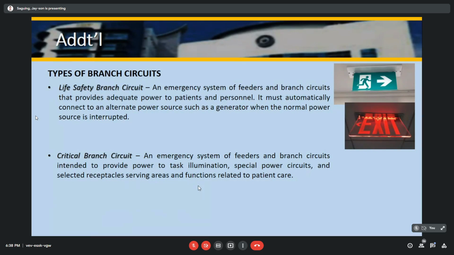So critical branch circuit is an emergency system of feeders and branch circuits that intended to provide power to task illumination, special power circuits, and selected receptacles serving areas and functions related to patient care. To critical branch circuits, it must automatically connect to an alternate power source, such as generator, when the normal power source is interrupted. Same as life safety branch circuit.